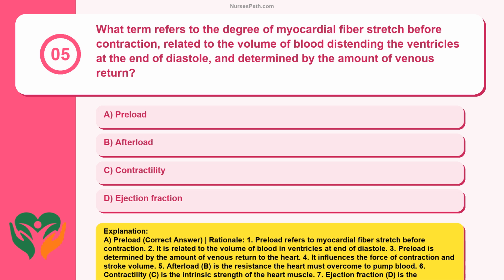5. Afterload, B, is the resistance the heart must overcome to pump blood. 6. Contractility, C, is the intrinsic strength of the heart muscle. 7. Ejection fraction, D, is the percentage of blood ejected from ventricles. Summary: preload is correct as it specifically relates to fiber stretch and volume of blood. Afterload, contractility, and ejection fraction do not directly relate to ventricular volume and venous return.